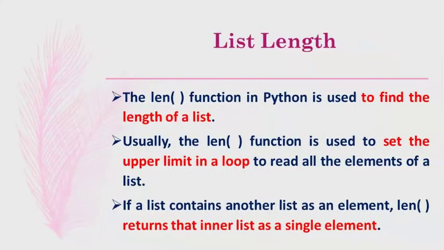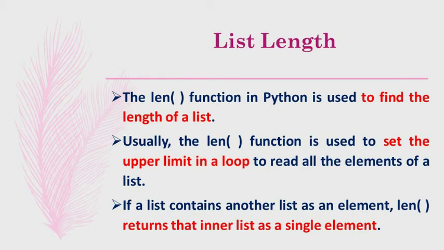And next, let us see how to calculate the length of a list. Here the length function is used to find the length of a list. Length means the number of elements in a list. Usually the length function is used to set the upper limit in a loop to read all the elements of a list. If a list contains another list as an element, the length function returns the inner list as a single element. So the inner list is treated as a single element.